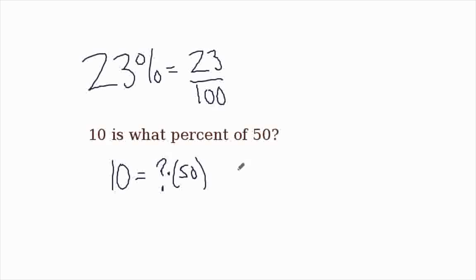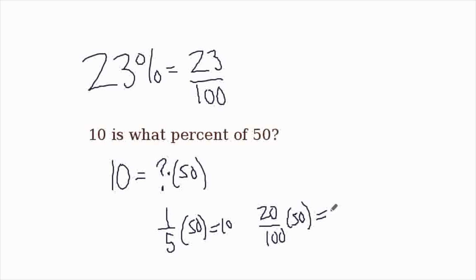And so the answer is that if you multiply 50 by 1/5, 1/5 of 50 is equal to 10. You might also say 20 over 100 multiplied by 50 is equal to 10. So you can also say 20% multiplied by 50 is 10. All of that is to say that the answer to 10 is what percent of 50 is 20%.